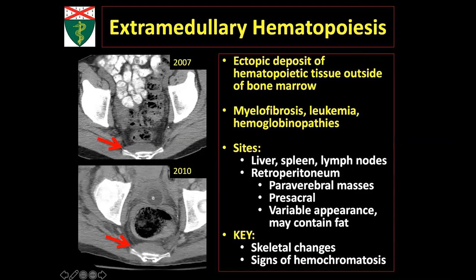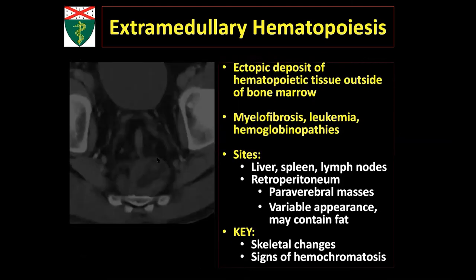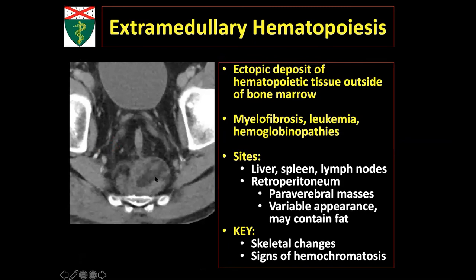It can also contain a variable amount of fat, as you can see in this case, a patient with soft tissue and fatty components. Now there's a differential for this, but in the context of this patient, this was deemed to be extramedullary hematopoiesis. The key things to look for are any skeletal changes that can be seen with things like myelofibrosis, perhaps signs of iron overload that can be seen in patients with leukemia, and of course the presacral mass. If you see stability over time, think that it could be extramedullary hematopoiesis.